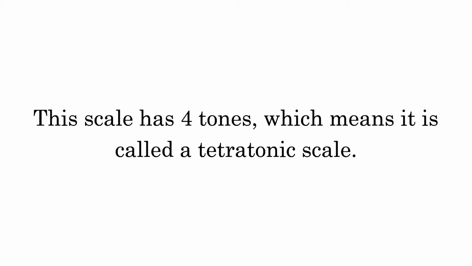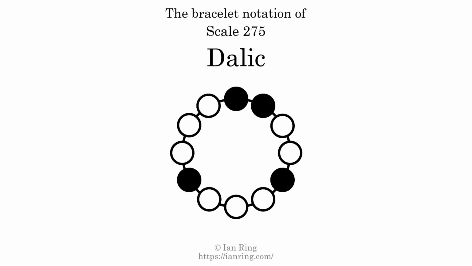This scale has 4 tones, which means it is called a tetratonic scale. This is a bracelet notation diagram of scale 275. The shaded circles represent tones that appear in the scale, and they are read clockwise, starting at the top.